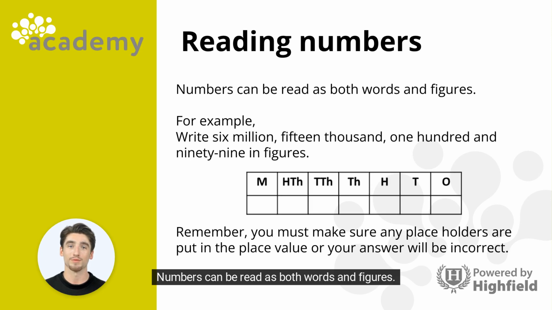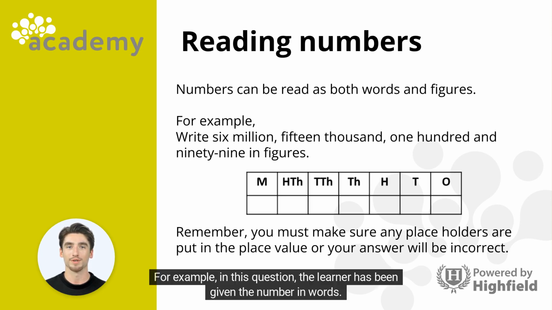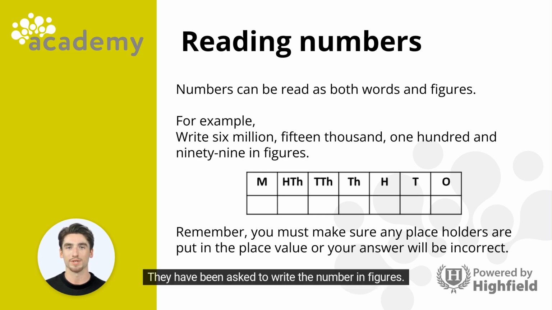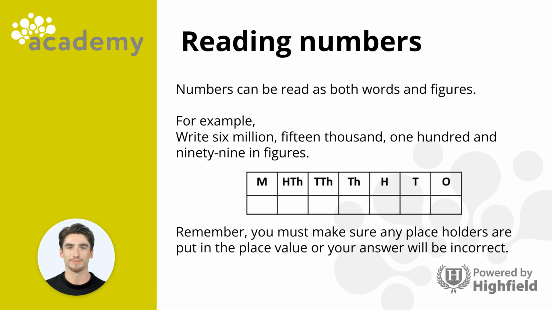Numbers can be read as both words and figures. For example, in this question, the learner has been given the number in words. They have been asked to write the number in figures. We can use our place value knowledge to help us. 6 million. The 6 is in the millions place.